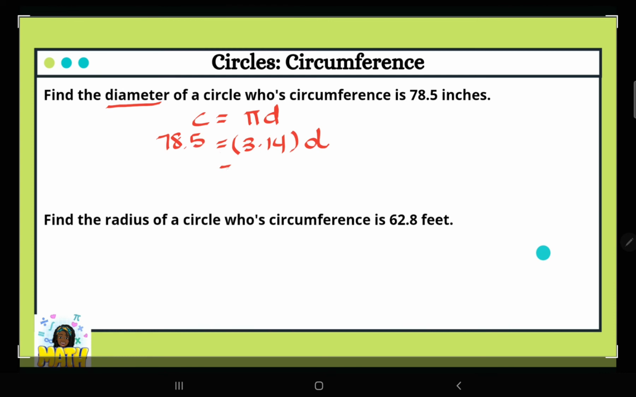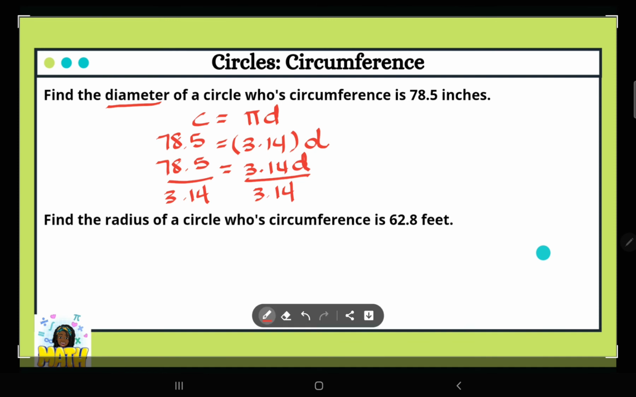Now I can rewrite this without the parentheses. That gives me 3.14d is equal to 78.5. An inverse operation, so if they're next to each other this way, it's multiplication. The inverse would be to divide both sides by 3.14, and that will give me the value of my diameter. 78.5 divided by 3.14 is equal to 25. So here my diameter is 25.